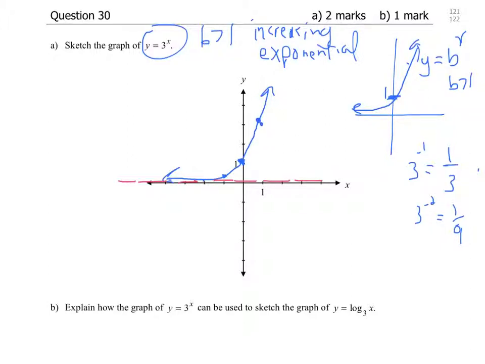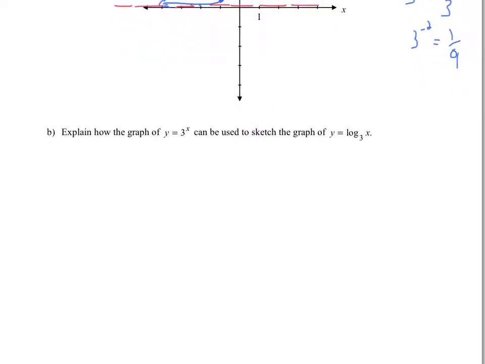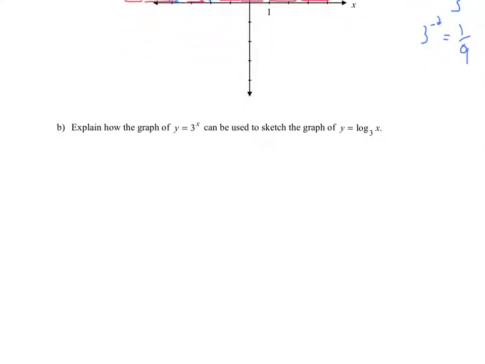Now for the next question. Explain how the graph of 3 to the x can be used to sketch the graph of y equals log base 3 of x. So this is an explain question, so we want to use words. Okay, so how can we use 3 to the x to graph y equals log base 3 of x? Well, these graphs are related because they're inverses of one another.